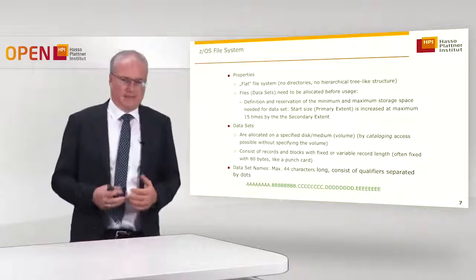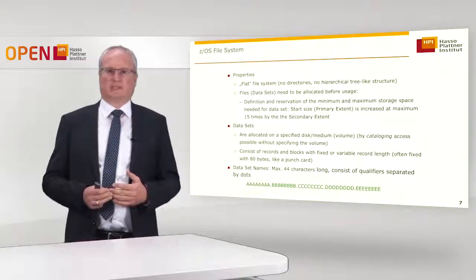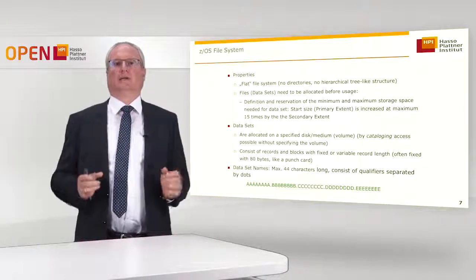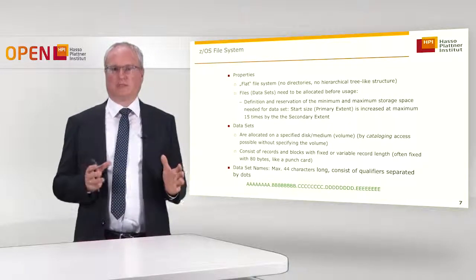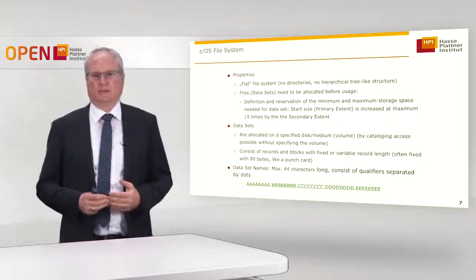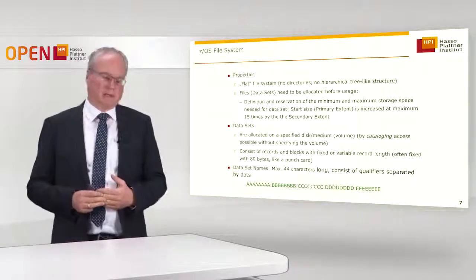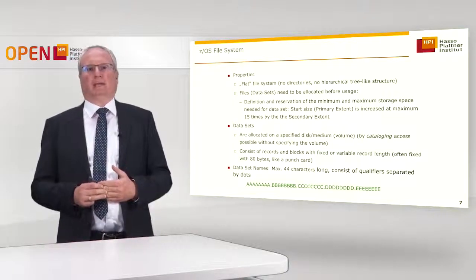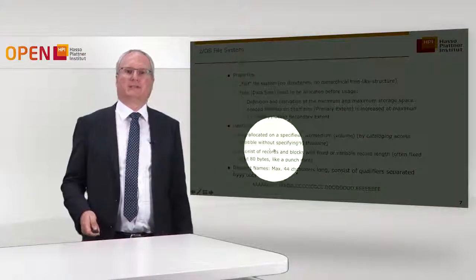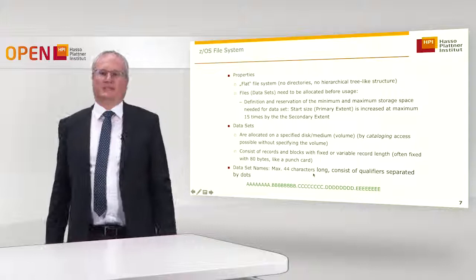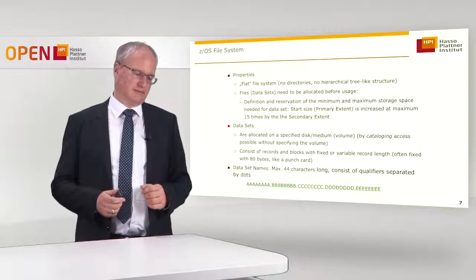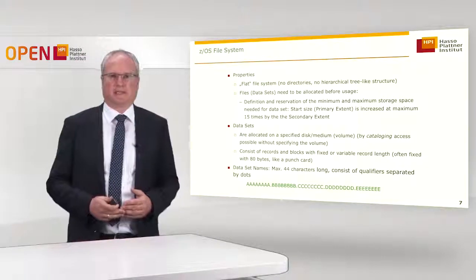The second thing is that the datasets typically have a record structure. They consist of records of a fixed length, and these records are put together in blocks, which correspond to read-write operations that can be read or written in one step. This record length also has to be specified when the file is allocated. Every record then has the same length. So we have this strictly regulated structure of these datasets.